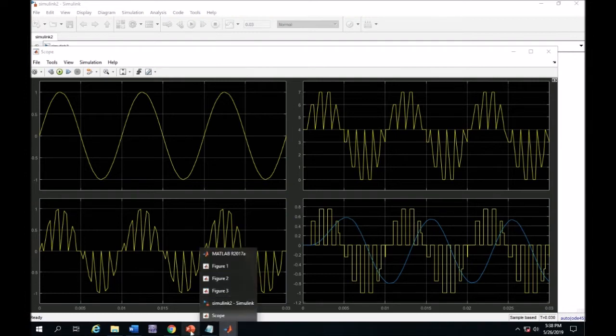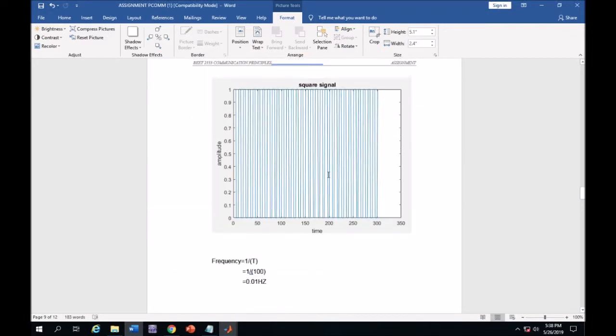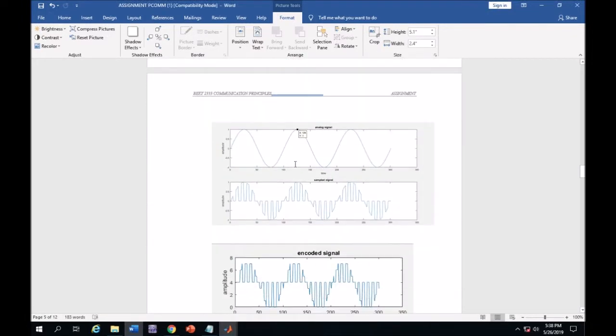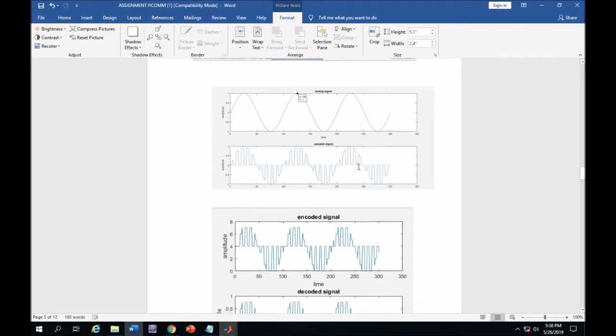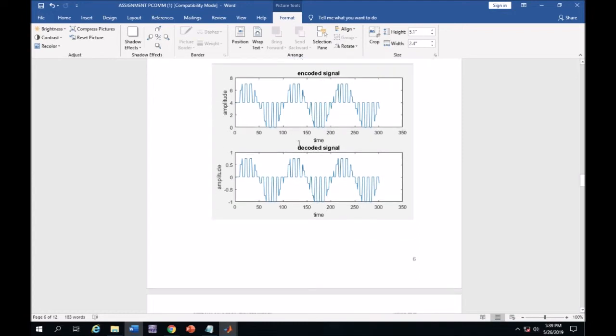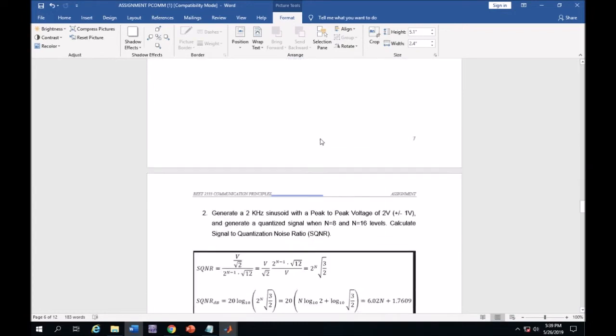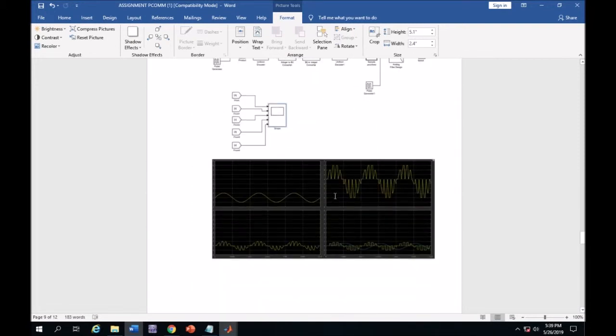Okay, as we can see, the result that I get for the first question is the same. Analog signal, and this sample signal, encode signal, decode signal, and this is the square signal. Okay, so we get this graph is the same.